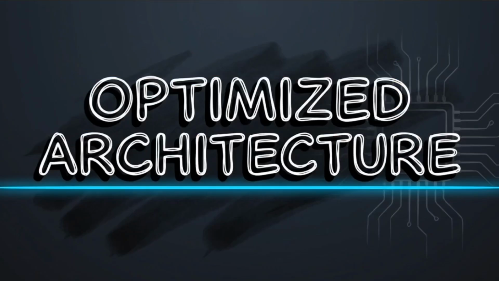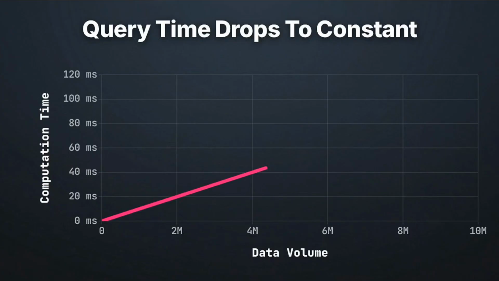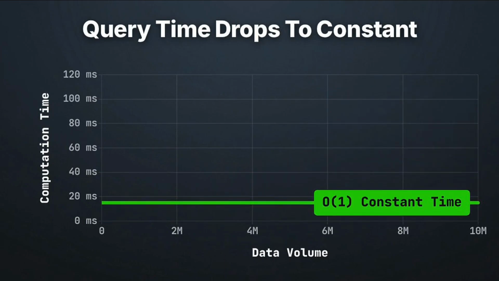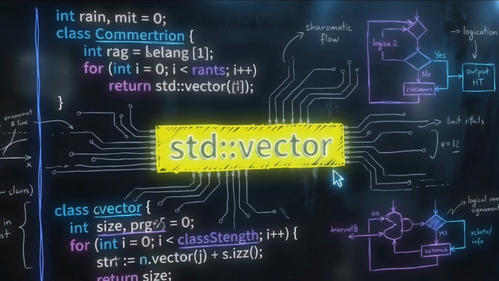We can eliminate this delay by implementing a specific architecture called a prefix sum. By shifting the workload, we drop the time it takes to calculate these queries from linear time, big O of n, down to constant time, big O of 1. To build this, you will need a basic understanding of C++ vectors and a code editor.